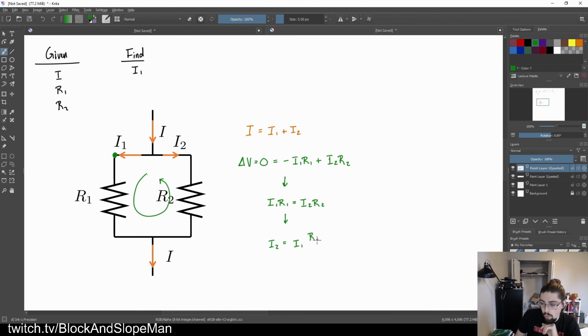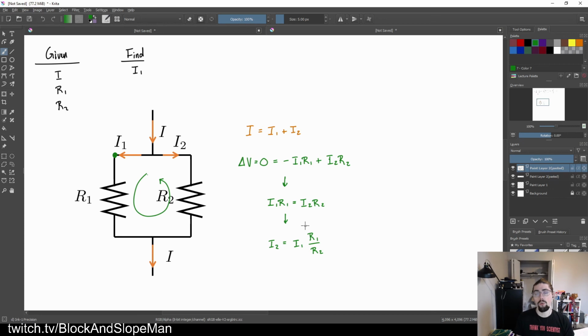And this becomes a ratio of the two resistors. And this is another cool thing, right? This re-exemplifies what we are talking about with the current splitting up between different paths. If R2 is huge, if R2 is a billion and R1 is 1, then we expect to see that I2 is a billionth of I1.